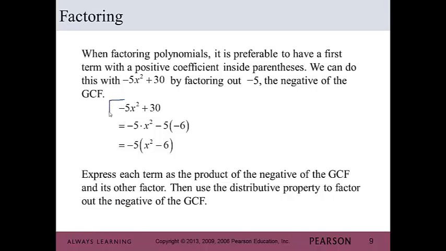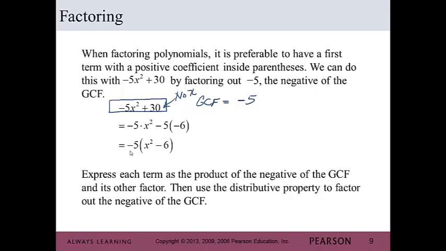So for their example, they have negative 5x squared plus 30. My first term I see is negative, so when I go to write out my GCF, the negative will have to be there. Then I follow the same steps. What's the largest number that would divide 5 and 30? Well, it's 5. And then do I have a variable? No, I don't, because there's no x here. So my GCF is negative 5.